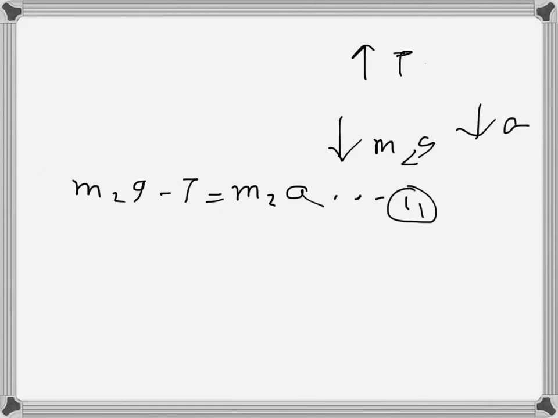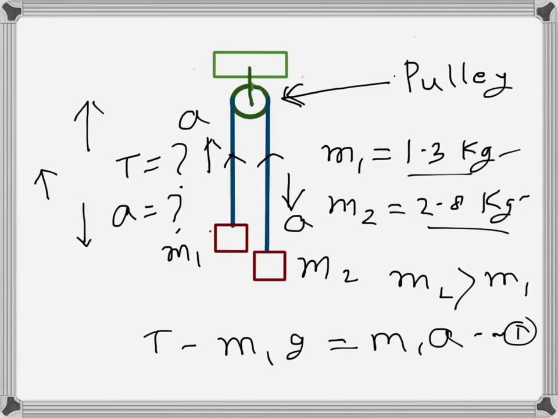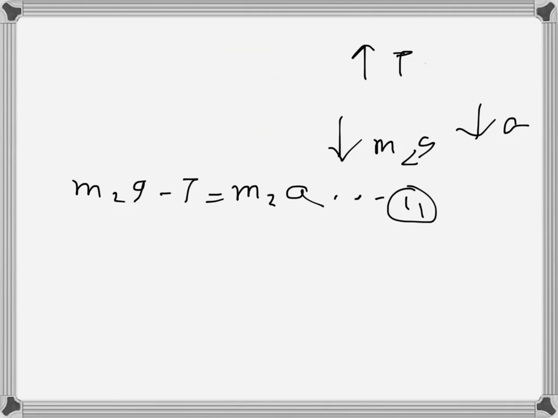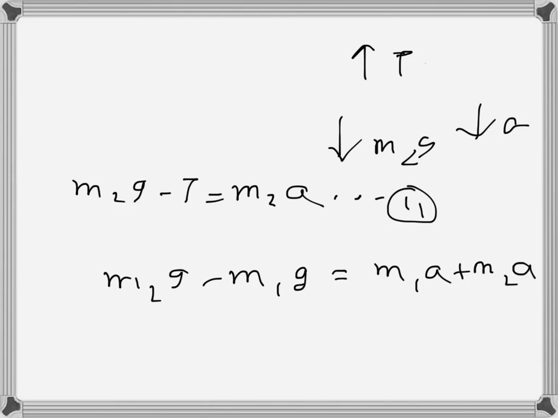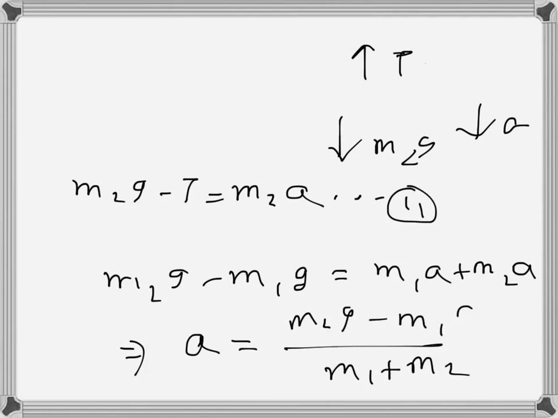So if we add these two equations, what happens? T gets cancelled because here T is positive and here T is negative. So we have M2G minus M1G equals M1A plus M2A. So this is becoming A equals M2G minus M1G divided by M1 plus M2.